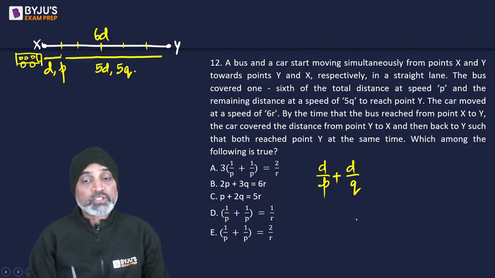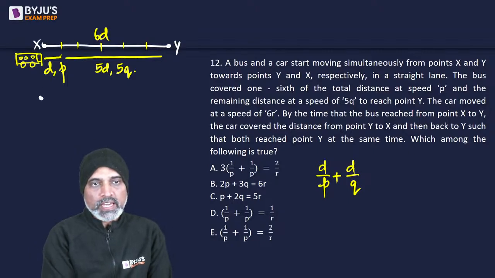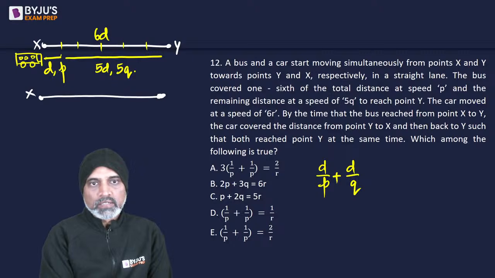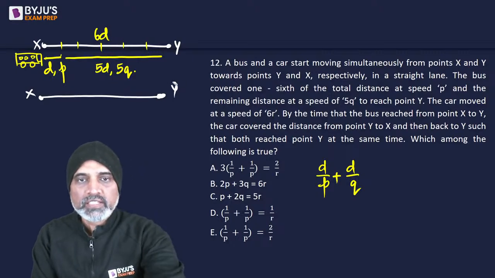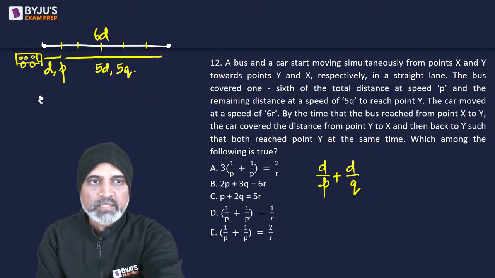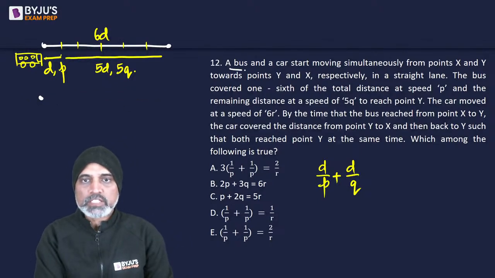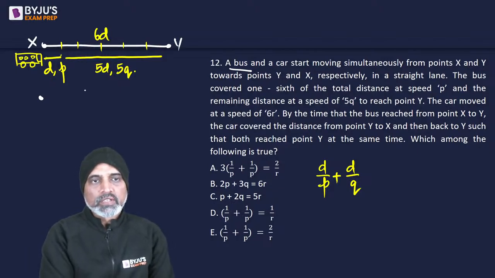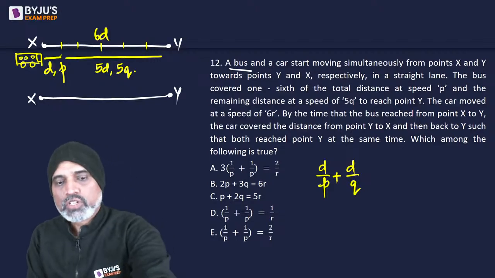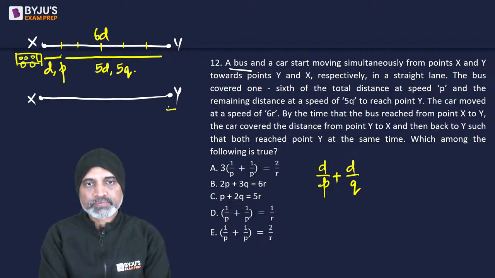Now, let's talk about the car. So we have the same distance. This is x. And अच्छा ठीक है, उल्टा लिख देते हैं. Question में ये बोल रहा है y to x जा रहा है, ये x to y जा रहा है. So the bus moves from x to y. अच्छा ठीक है तो. And the car moves from y to x. So let's talk about the car now.